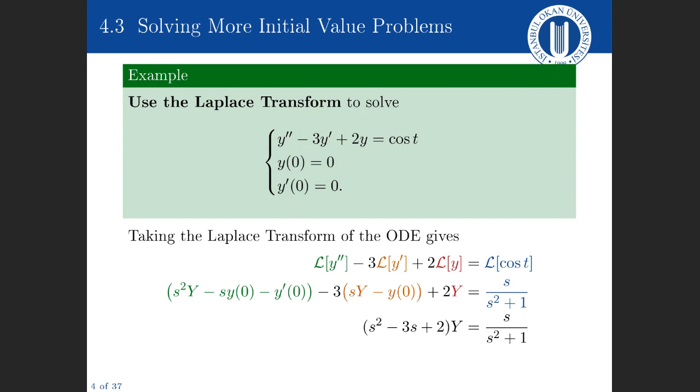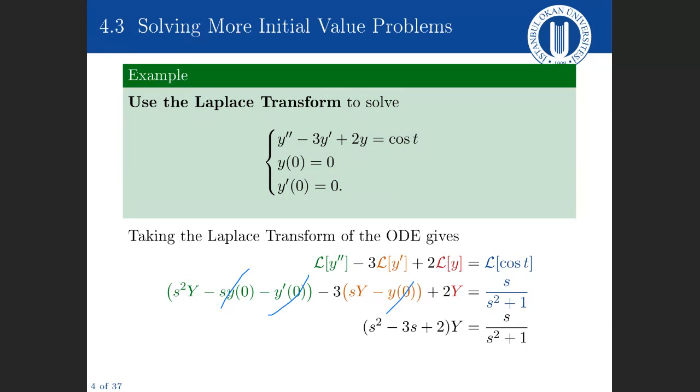What we do is we take the Laplace transform of the differential equation. The Laplace transform of y double prime minus 3 times the Laplace transform of y prime plus 2 times the Laplace transform of y is equal to the Laplace transform of cos t, because the Laplace transform is a linear operator. And then we use the formulae from the previous theorem to replace the Laplace transform of y double prime by this green bracket and the Laplace transform of y prime by this orange bracket. This problem has zero initial conditions, so we can forget about y of 0 and y prime of 0.